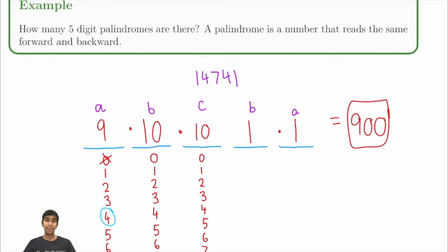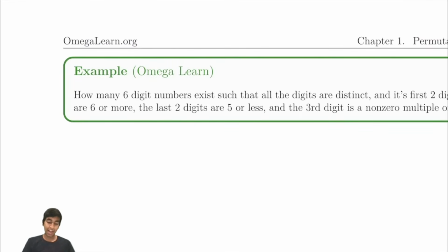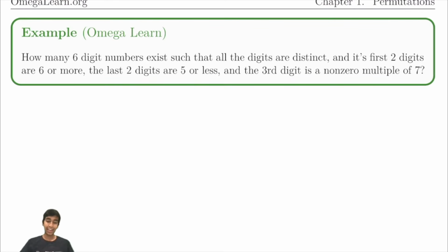So 900 is our answer. There's 900 5-digit palindromes. Let's try a little bit more interesting example. How many 6-digit numbers exist such that all the digits are distinct?